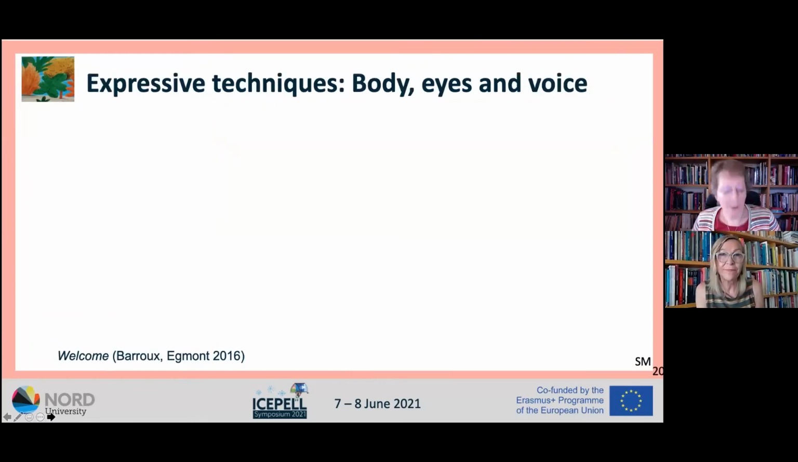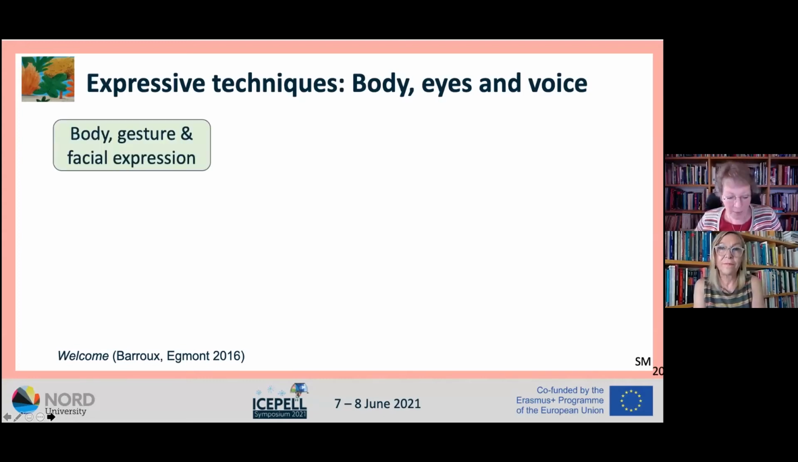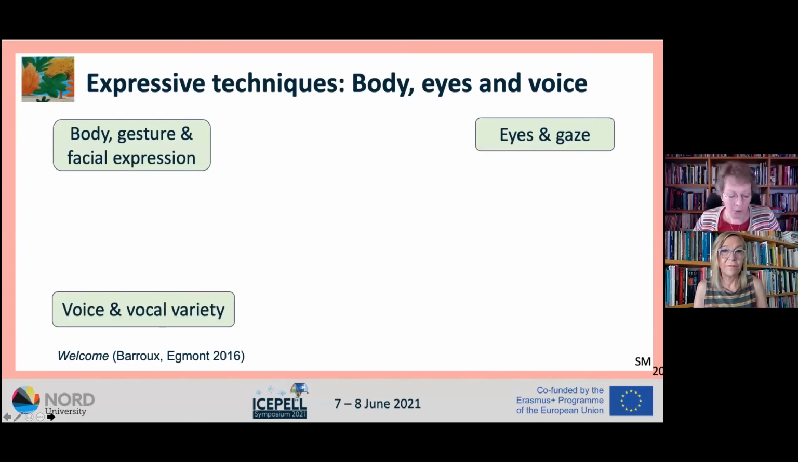Okay, so if you recall, our first expressive technique was body, eyes, and voice. So we can bring the picture book alive by being aware of our body, the way we use gestures, facial expressions, actions, positioning, and posture. Our eyes and gaze and the way that we make contact with the children, showing expression, meaning, or even emotion. And our voice and vocal variety and the way that we use stress, intonation, tone, volume, pace, and even pause.